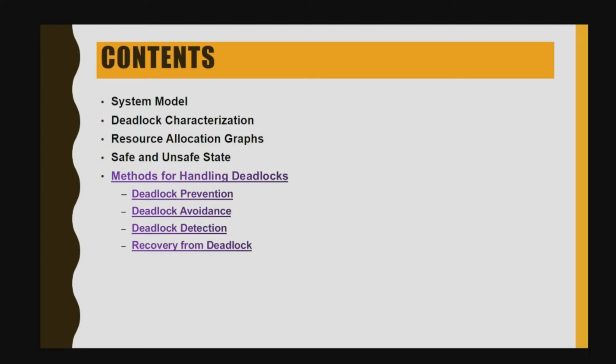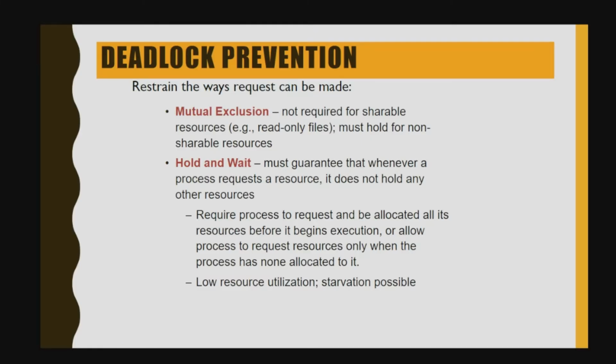So in this video, we continue on the methods for handling deadlock. Here we look at deadlock prevention, deadlock avoidance, and later we continue on to deadlock detection and recovery from deadlock. Look at the first part, deadlock prevention. Prevention means we try to restrain, or ensure, that there is no possibility that deadlock can occur in the system.